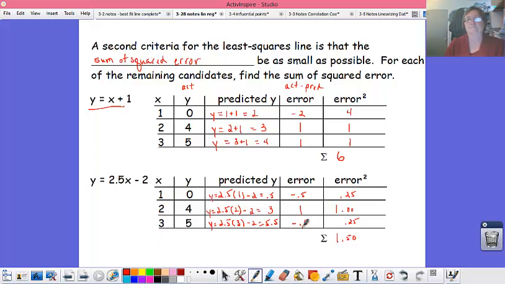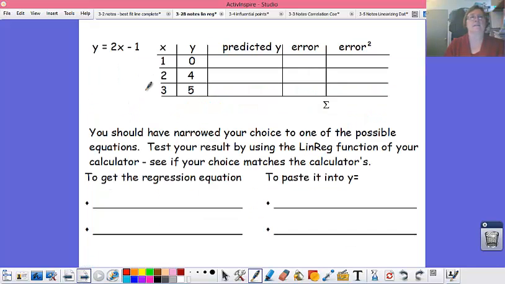Notice, by the way, it's necessary to square the error, because if you don't, then the sum of the error is always going to be 0, right? Squaring the error eliminates the negatives, and what we want to do is find the smallest sum of squared error. Here comes our last candidate.